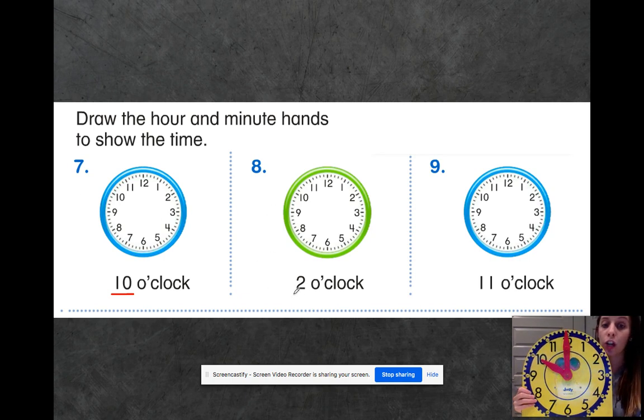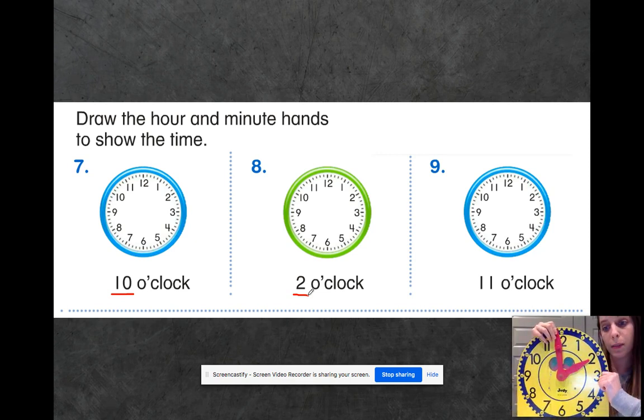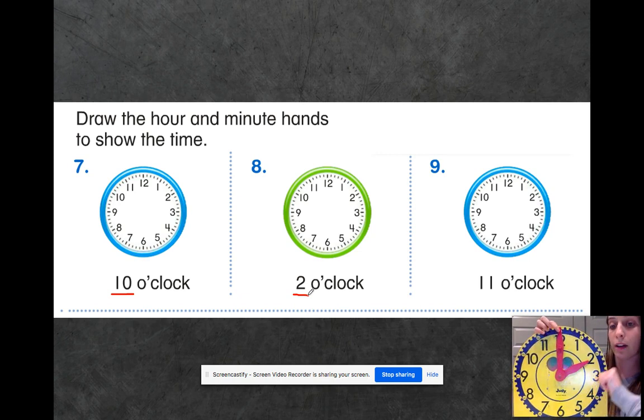It says to show 2 o'clock. So we want to show number 2 on our hour. So that's the small hand. We want to go all the way to make sure that our small hand is pointing on the number 2. And again, I want to show o'clock, so I want to make sure my big minute hand is pointing to the 12. Now looking at my clock, it shows 2 o'clock.